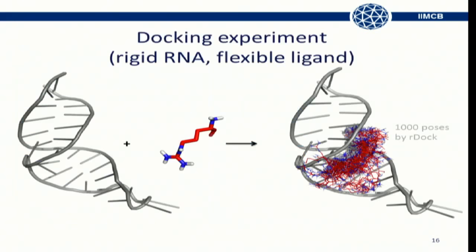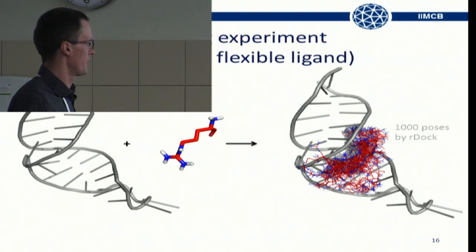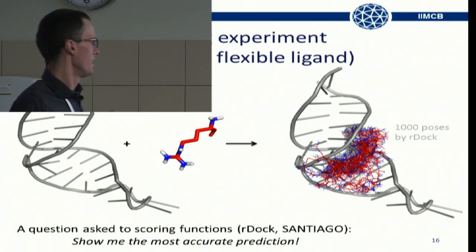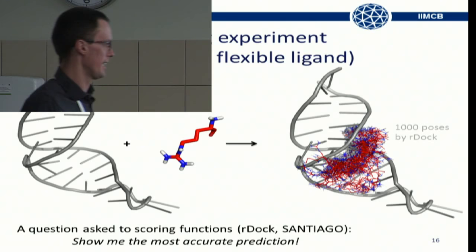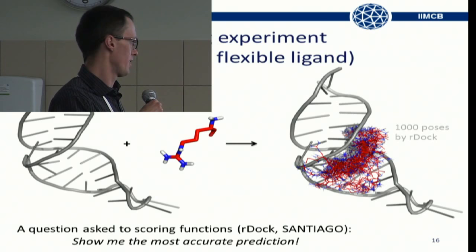To show you how it works, we performed many benchmark experiments. One of them is shown here. We took the crystal structures, experimentally solved structures of RNA with small molecules. Then we took out the ligand and asked a docking program to generate 1,000 poses, and then asked two scoring functions to show us the most probable pose of the ligand. We used the rDock scoring function and our scoring function, provisionally called Santiago.